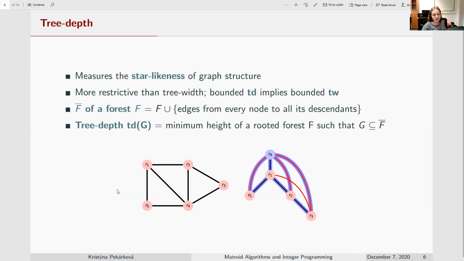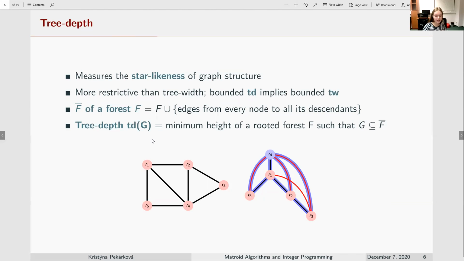So formally, we can define the tree-depth of a graph as the minimum height of a rooted forest, such that the closure of this forest contains the graph G as a subgraph. So what is a closure? If I have a forest F, then its closure is the forest F when we add the edges from every node to all its descendants. Then the tree-depth is the minimum height such that the closure contains the graph as a subgraph.